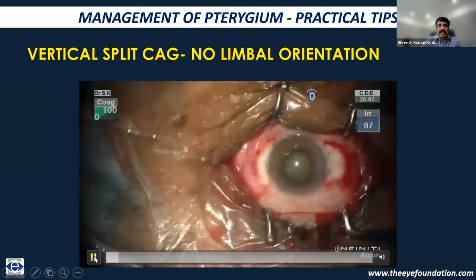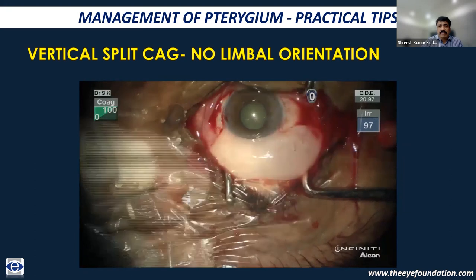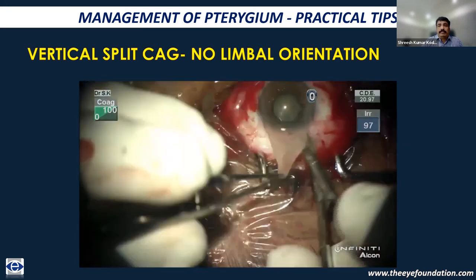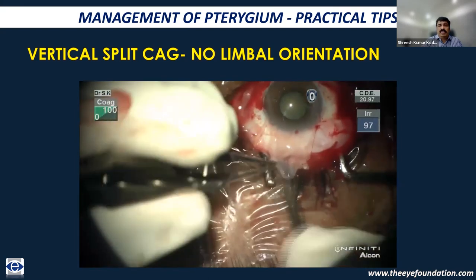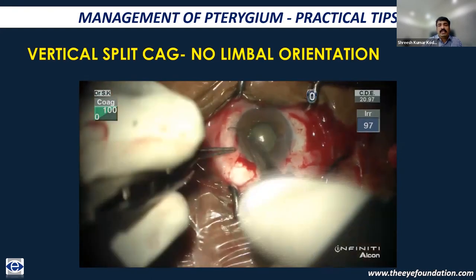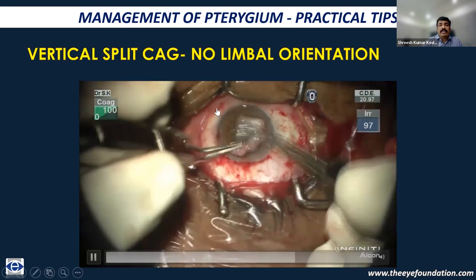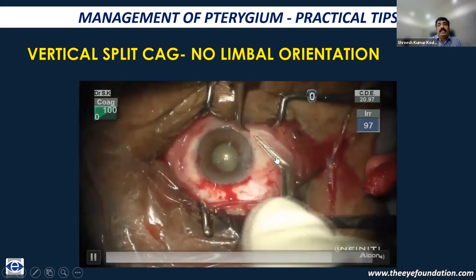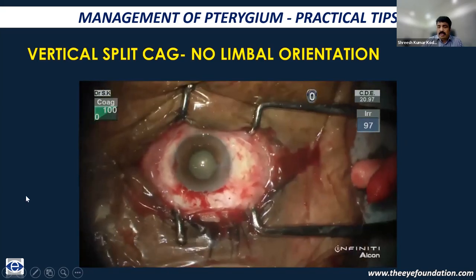This is the technique. Take a slightly large graft and split it vertically. Don't change the orientation, just slightly turn the base scleral plate. So here, this is the limbal end of the graft. It has gone down. And this is the other part of the vertically split graft. So these cases do very well.